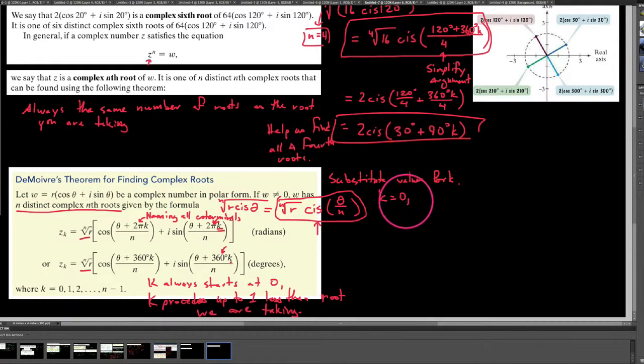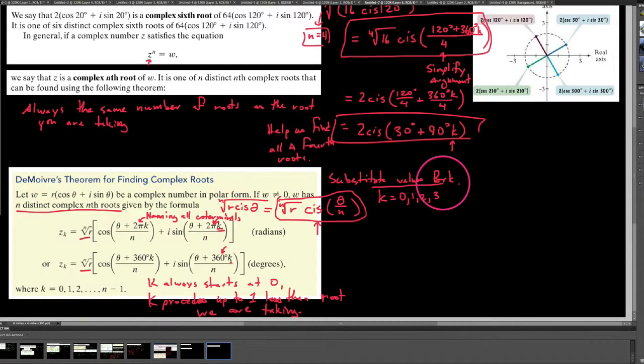K is equal to 0, starting at 0, and going upward until we reach 1 less than the root that we were taking. So I'm going to stop at 3 here, and the reason why I'm going to stop at 3 is because, what if you were to plug in a 4 for k anyways? 4 times 90 would be 360, and 360 plus 30 would be over 1 full rotation.